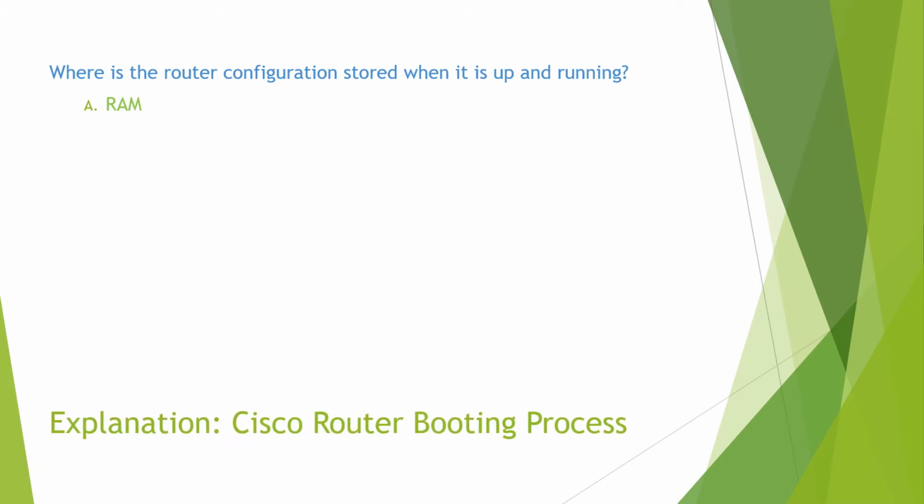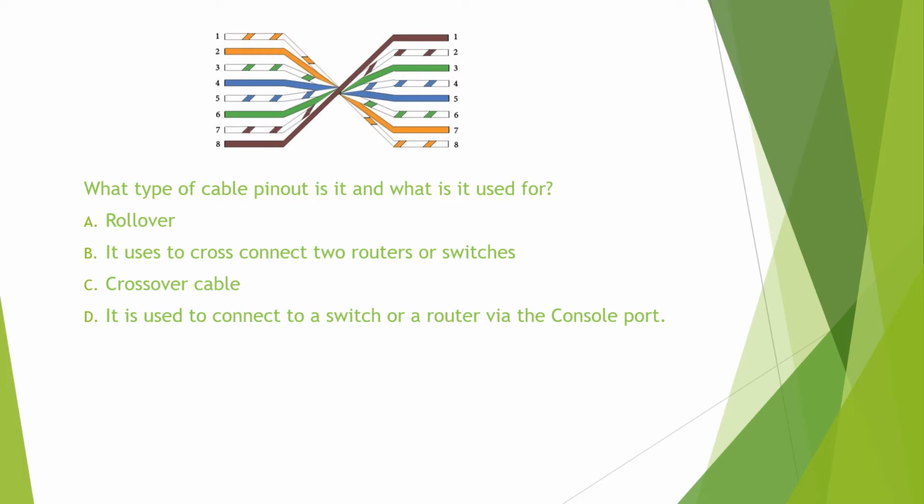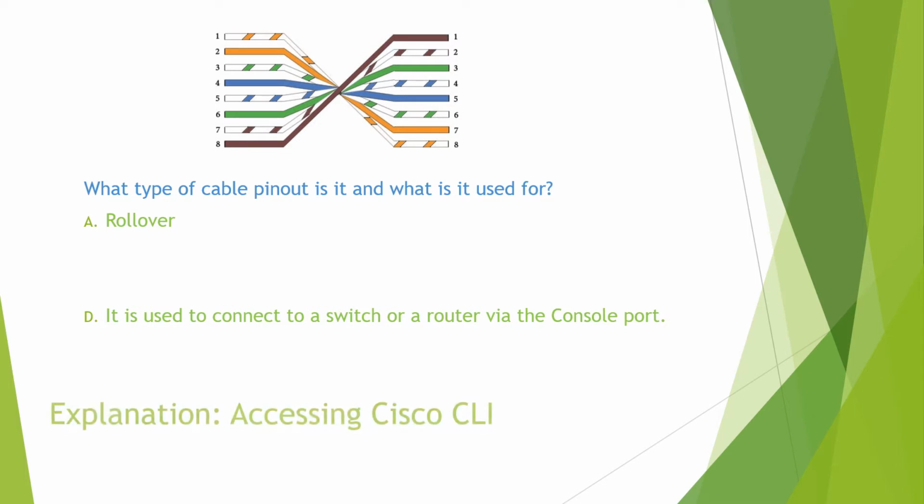Cisco Router booting process. The question reads, what type of cable pinout is it and what is this used for? As you can see, the pinout connects from pin 1 to pin 8, pin 2 to pin 7, pin 3 to pin 6, and pin 4 to pin 5. This is a pinout for rollover and is used for console cable. So the answers are A and D. You can find the detailed explanation for this question in the video.